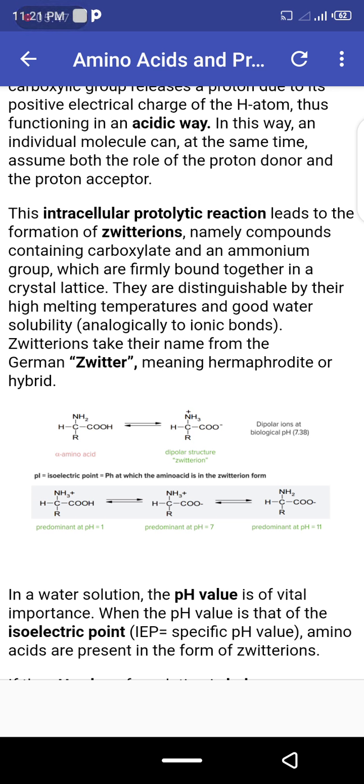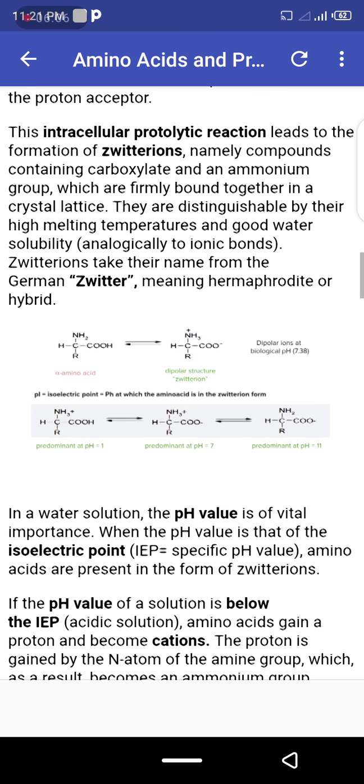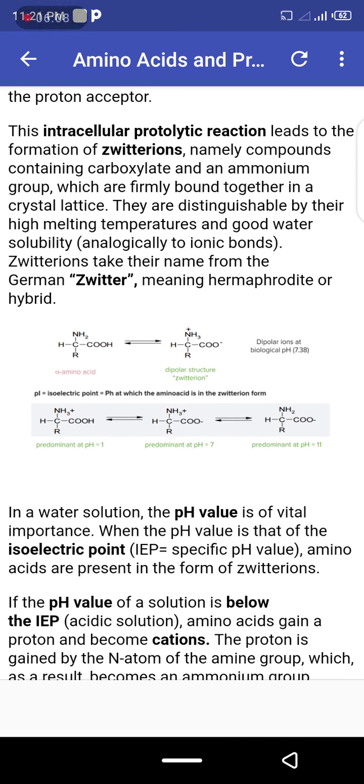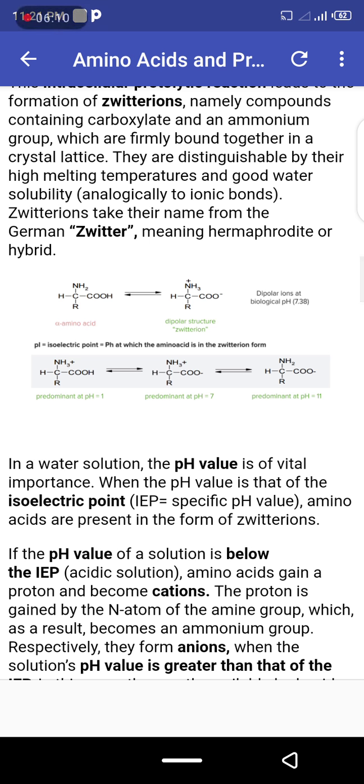are firmly bound together in a crystal lattice. They are distinguishable by their high melting temperature and good water solubility. Analogous to an ionic bond, zwitterions take their name from the German Zwitter, meaning hermaphrodite or hybrid, as we show different types of zwitterions in the following figure.